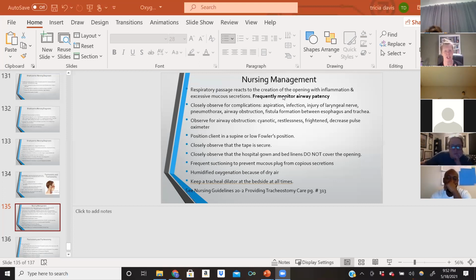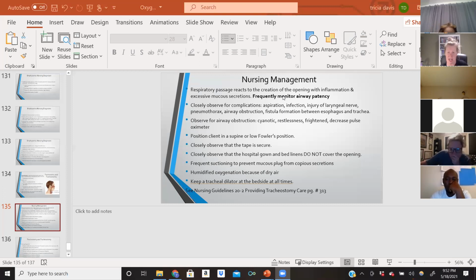You are doing frequent suctioning to prevent any mucus plug from those copious secretions and cleaning out that area. You definitely want to have humidified oxygen for these patients because of the dry air. If you start suctioning and you're getting blood or blood-tinged sputum, then you want to make sure you have humidification. And then you want to keep a tracheal dilator at the bed at all times.